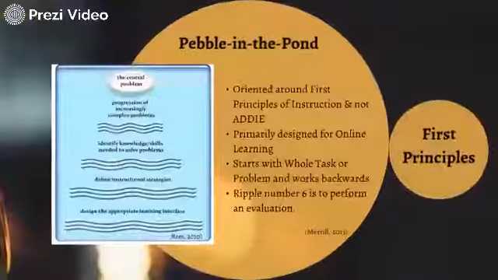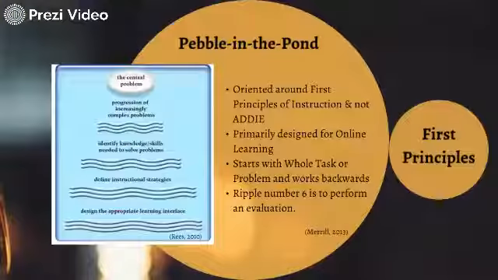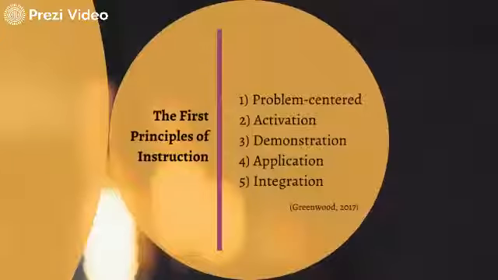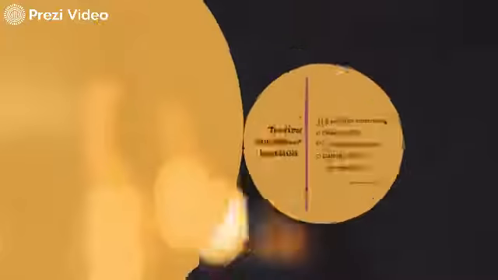Next is Merrill's Pebble in the Pond process model. This model is designed as an alternative to ADDIE, and the framework for it is based on the first principles of instruction, which is also by Merrill. The instruction needs to be problem-centered. Students need to be actively involved in learning. Demonstrating of information needs to be done, and students need to be able to apply their information, and they also need to integrate it into real-world situations.